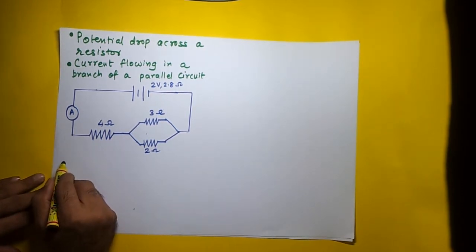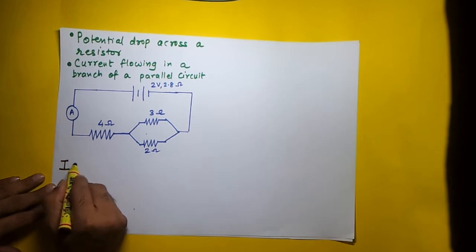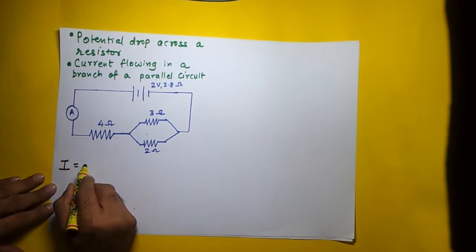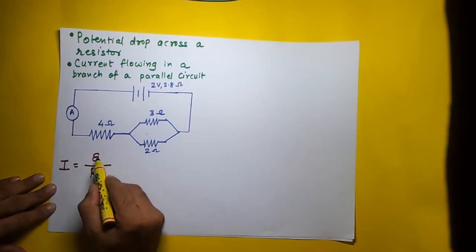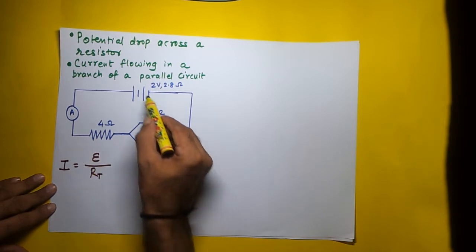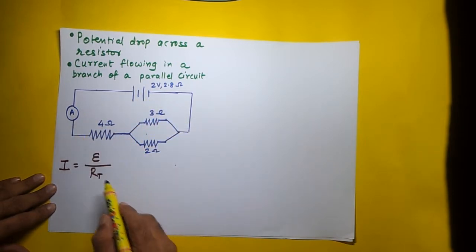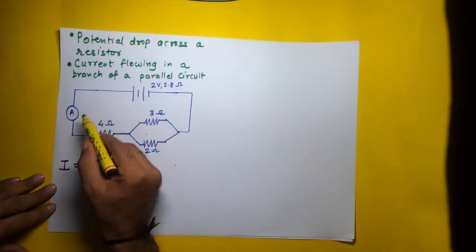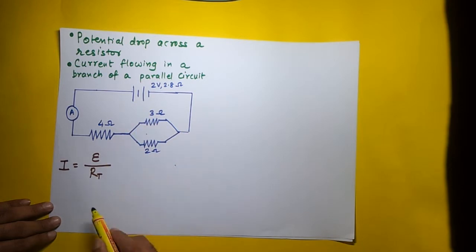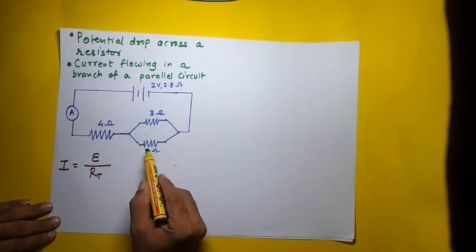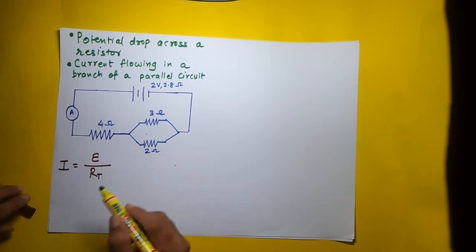To find out the electric current in the circuit, I have to use the equation electric current I is equal to epsilon upon RT. Epsilon is the electromotive force, the EMF in the circuit, right? And RT is the total resistance in the circuit, right? Epsilon is known to us, it is 2 volts, the EMF of this battery. Total resistance I will have to find out, right?